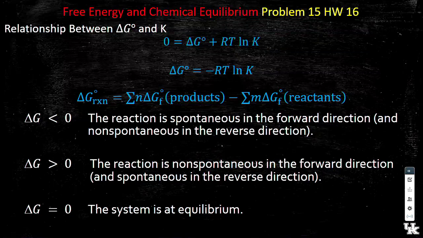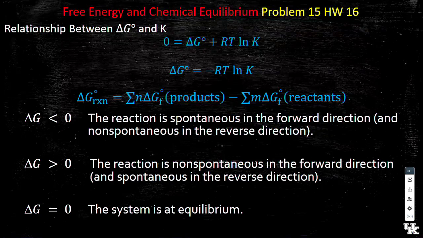All right, so delta G naught of the reaction is equal to the summation of number of moles times delta G naught of formation of the products, minus the summation of number of moles times delta G naught of formation of the reactants. So you need to know that equation too. Those standard Gibbs free energies of formation, you get from a table. Bottom line is, if delta G is less than 0, a negative value, then the reaction is spontaneous in the forward direction, non-spontaneous in the reverse direction.